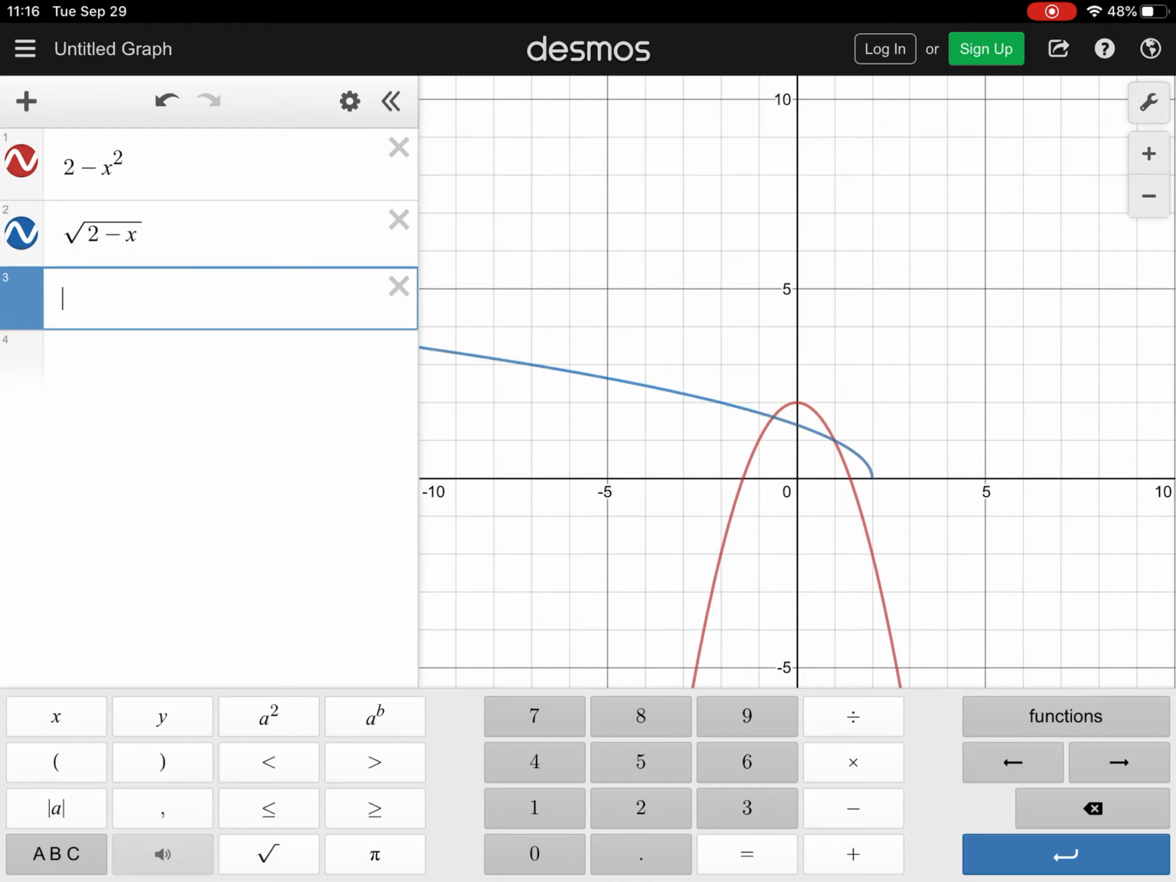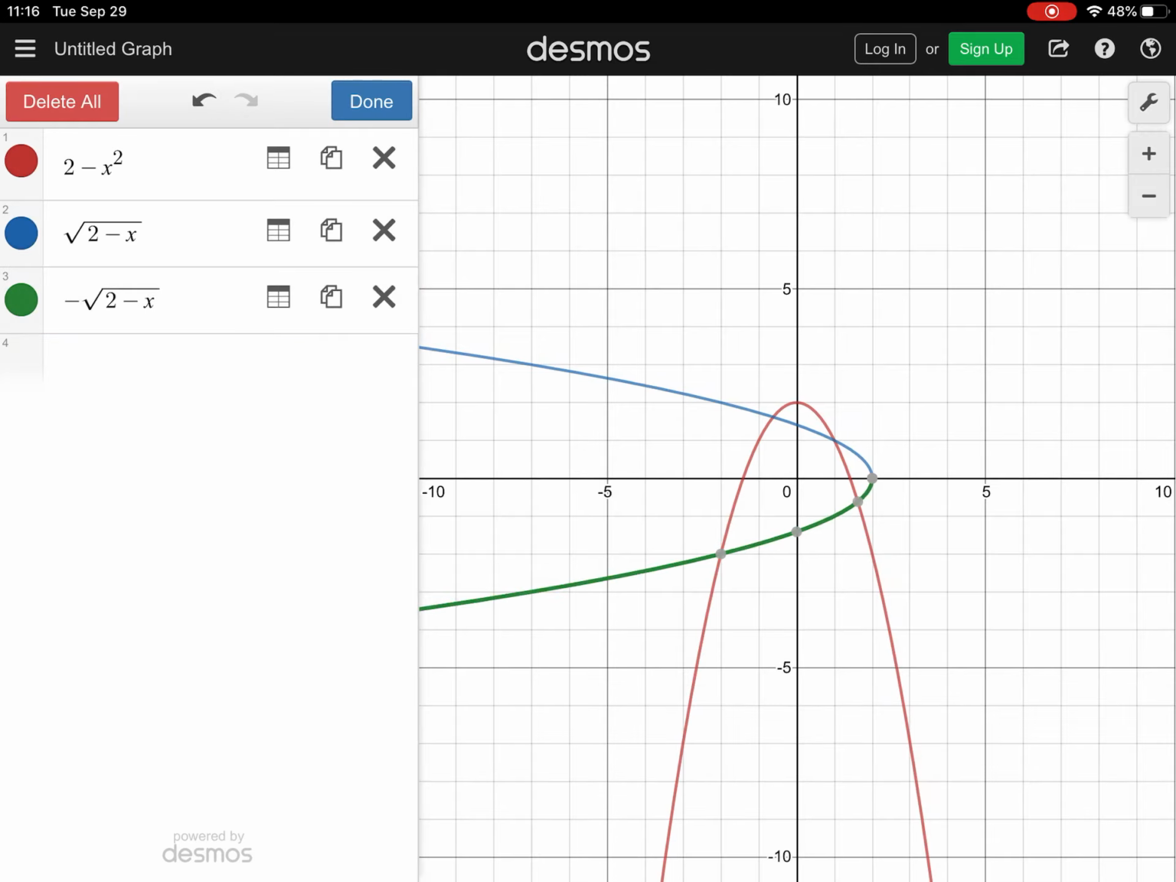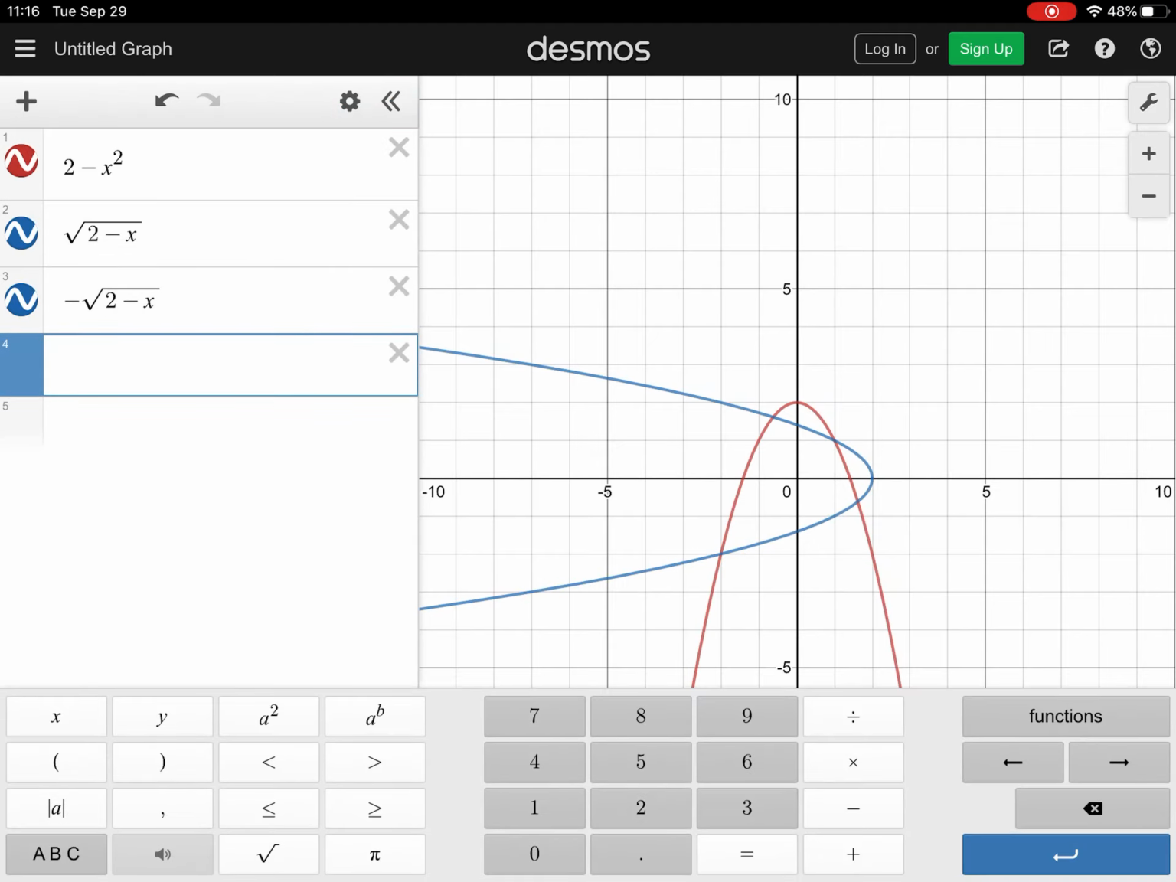Oh, I have that backwards. It's 2 minus x. And then in the 3rd line, we do negative square root of 2 minus x. That's how we denote the plus or minus. So really I would change that color to match because we're talking about that same function there.